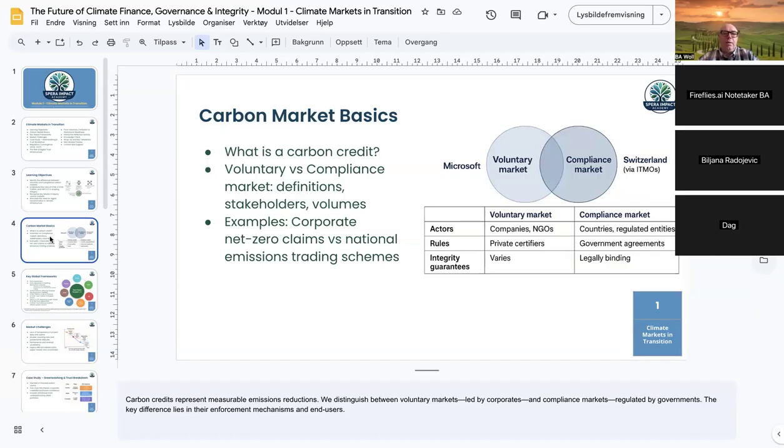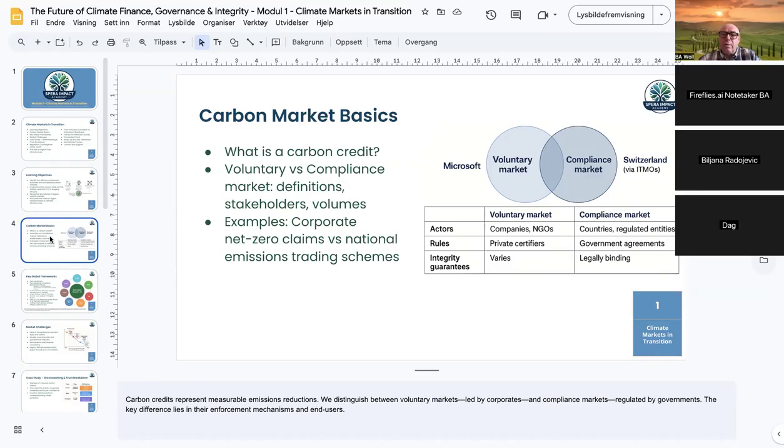If we look at the carbon markets globally, they are normally divided into two. We have the voluntary market and the compliance market. In the voluntary markets, the actors are companies like Microsoft, Shell, and there are NGOs. And the rules are set by private certifiers. So these are private entities or NGOs that have made standards and certify projects, and integrity varies a lot.